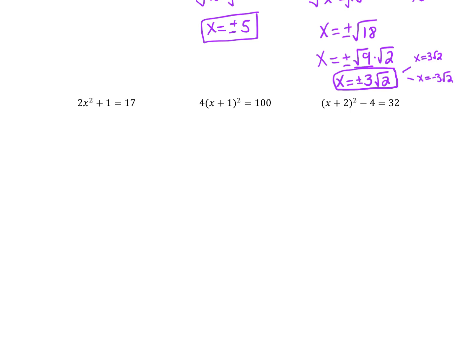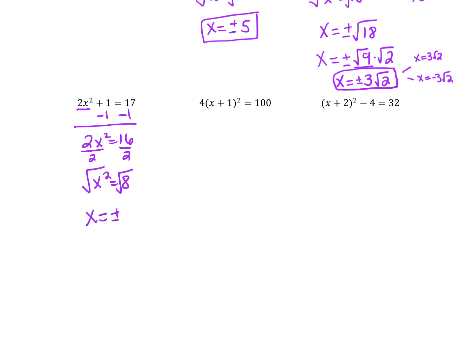All right, let's keep going. I want to get this 2x squared alone first. So first I'm going to minus 1. Then I want to get x squared alone, so I'm going to get rid of the 2 by dividing. Now to get rid of the squared, I'm going to take the square root of both sides.